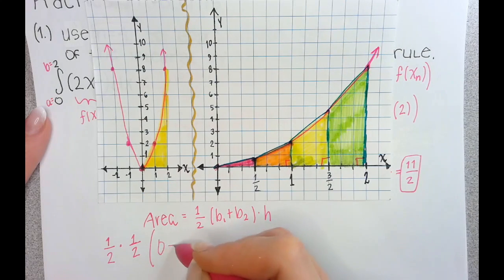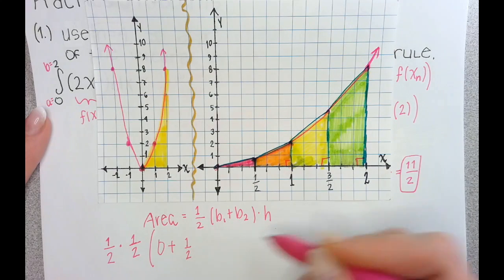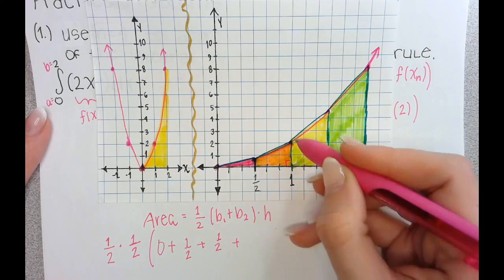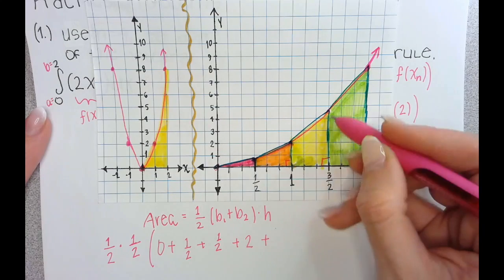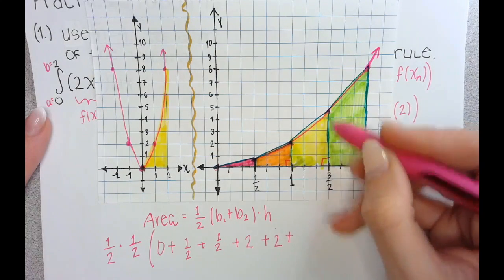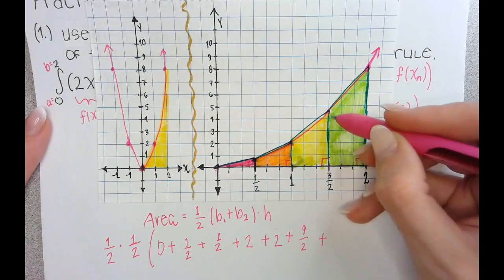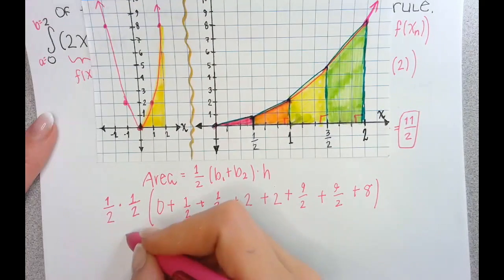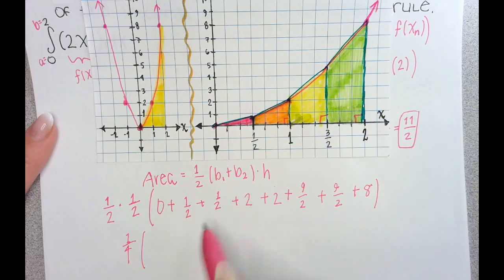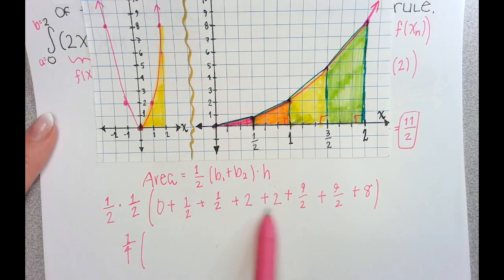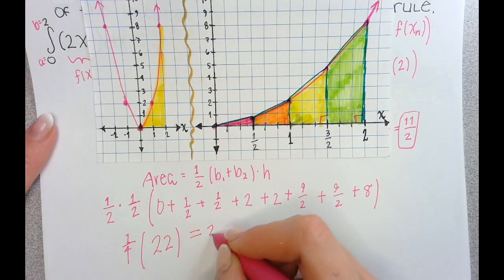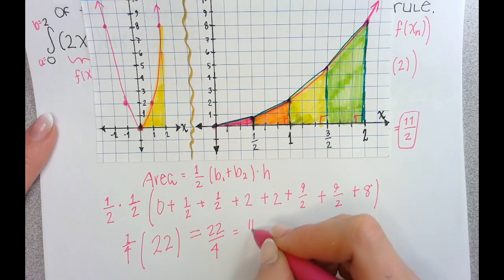Well, base 1 is 0, plus base 2 is a 1/2, but here I'm going to have base 2 plus base 3. So it's plus a 1/2 plus 2. Now here it's base 3 plus base 4, so 2 again, plus 4.5, or 9/2, plus base 4 plus base 5, 9/2 one more time, plus 8. So out front I have 1/4, and if I add all this up, 1, 5, plus 9 is 14, plus 8 is 22. 1/4 of 22, same as 22 over 4, or 11/2.